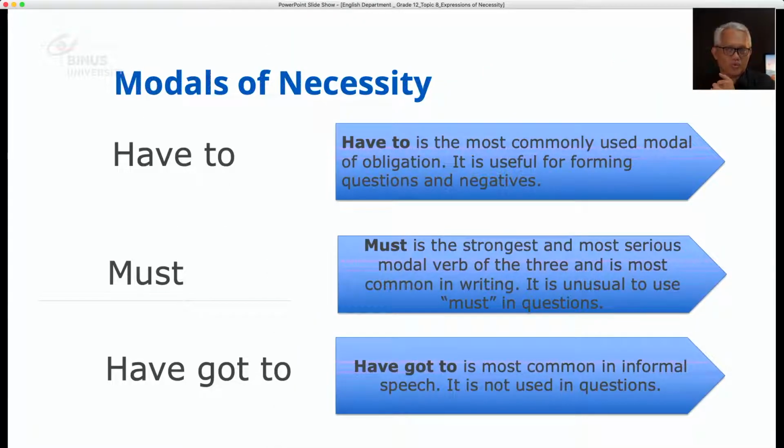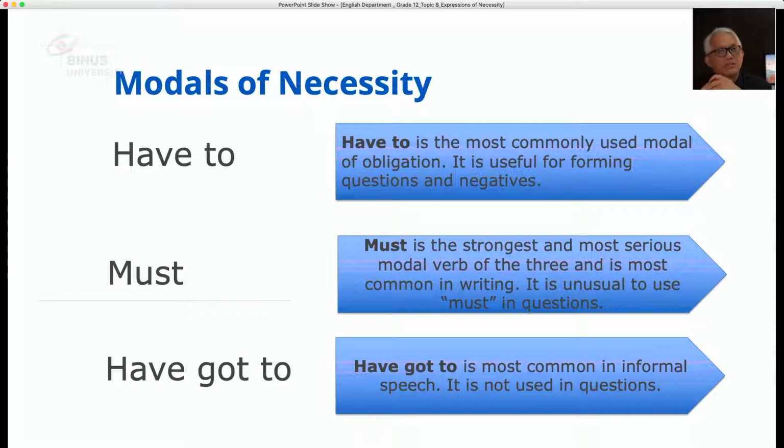So I'm going to be direct with you today. There are 3 most commonly used modals to express necessity. The first one is have to. The second one is must, and the third one is have got to. Have to is pretty frequently used by people, and in most cases it is used to form questions and negative sentences, like I don't have to, or do I have to, something like that.